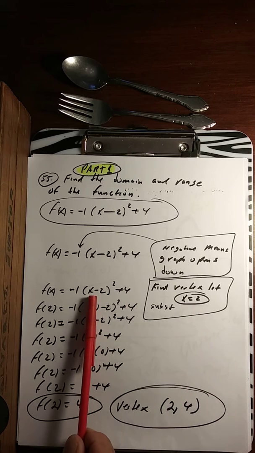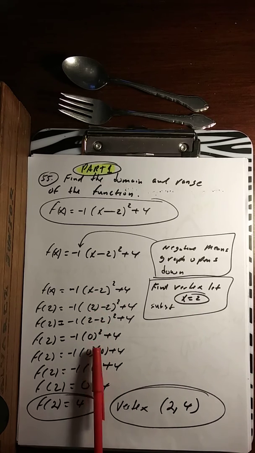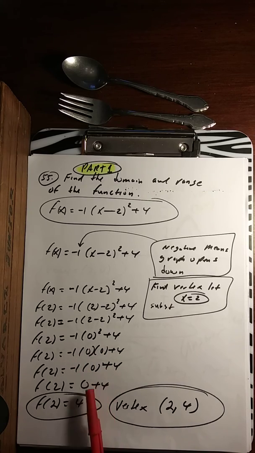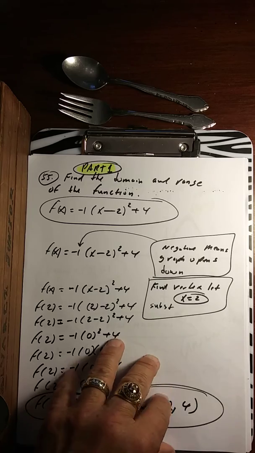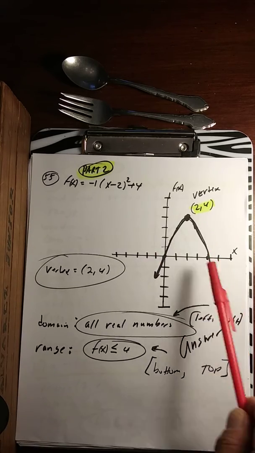To find the vertex, find the opposite of -2, which is plus 2. 2 minus 2 is 0. 0 times 0 is 0. That times it's going to be 0 plus 4 is 4. So 2 and 4 is the vertex. So just from that, it opens down and there's a vertex, which means the graph's going to go like this.